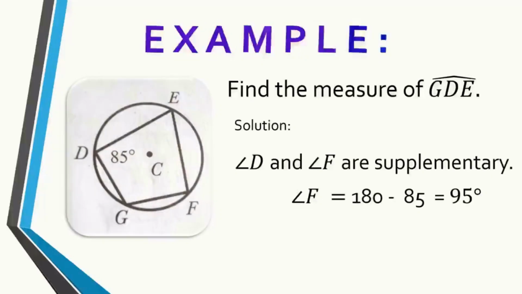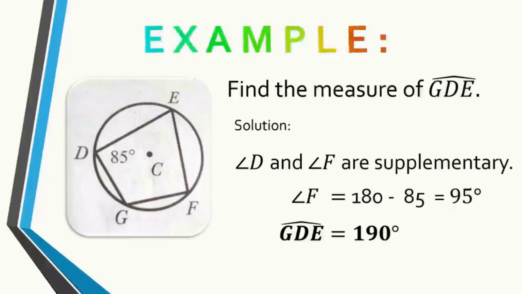So again, based from the inscribed angle theorem, ang measure ng inscribed angle ay kalahati ng kanyang intercepted arc. Or pwede ring 2 times ng inscribed angle ay ang sukat ng kanyang intercepted arc. Now, in our case, angle F is 95 degrees, so multiply it by 2. Therefore, the measure of arc GDE is equal to 190 degrees.